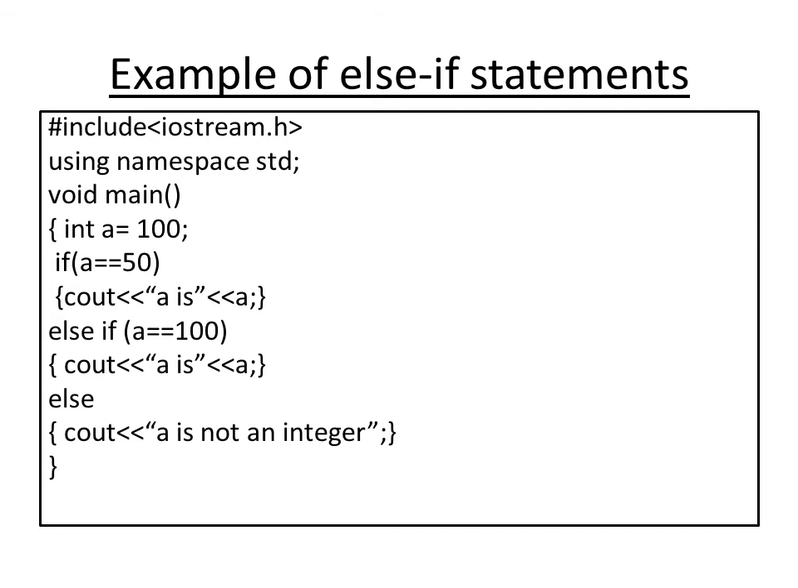Else if a equal to 100, the value is 100. When you compare, the value is the same, so we'll print the value as a is 100. Now suppose the value was not 100, it was say 60. Here it's false, here too it's false. That means both the conditions are false, so it will go to the default else statement, typing say a is not an integer because it's not fulfilling the condition 50 and 100.